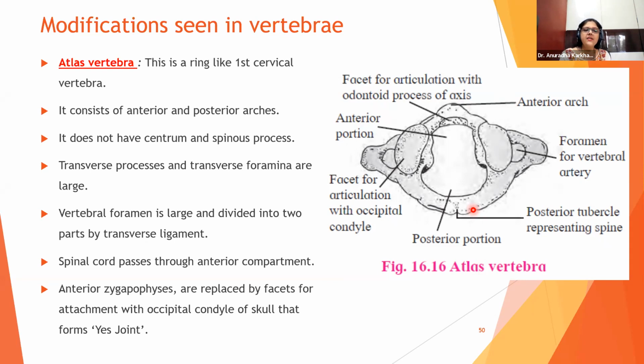Transverse processes and transverse foramina are large. So you can see large transverse processes. And even the foramens are very huge. You can see big cavities, right?